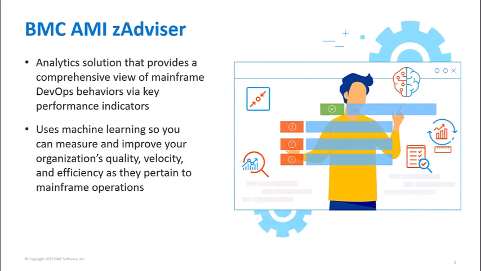BMC AMI Z-Advisor is an analytics solution that provides a view of mainframe development and operational behaviors and shows key performance indicators around those behaviors. It takes data from other mainframe products, uses machine learning to analyze that data, and then produces a series of dashboards that show you the data, and using those dashboards you can measure and improve your organization's quality, velocity, and efficiency. You can see what features of the products you're using, see what features you're not using, and understand how to better utilize the products you have to more efficiently manage your mainframe.